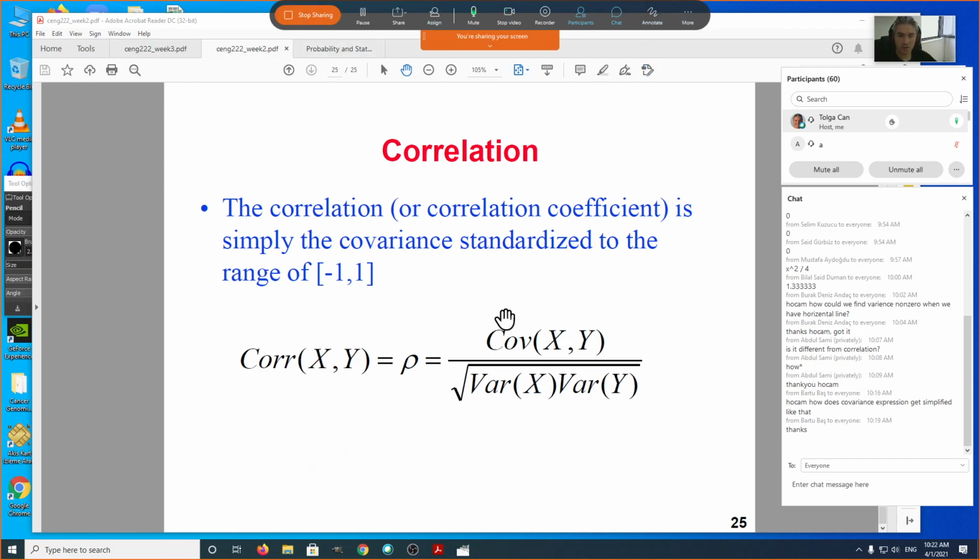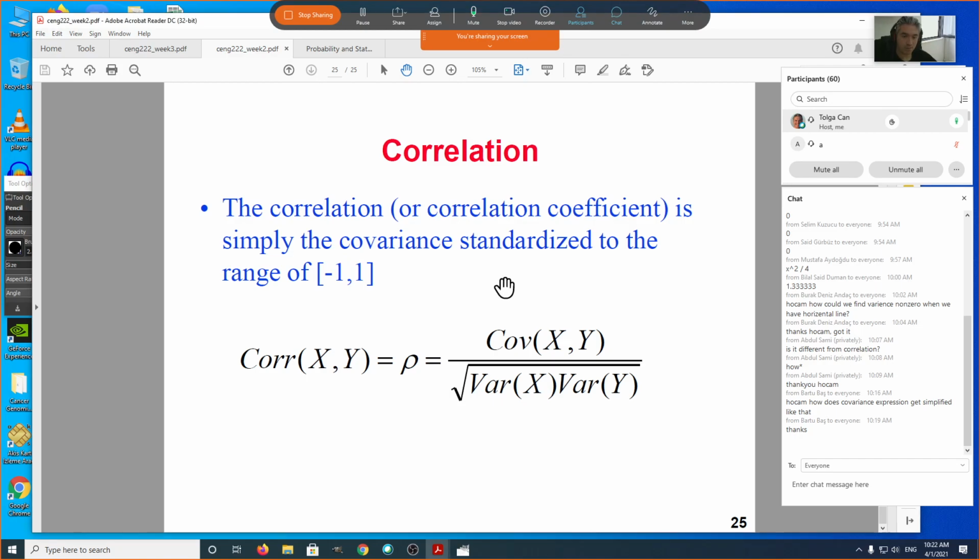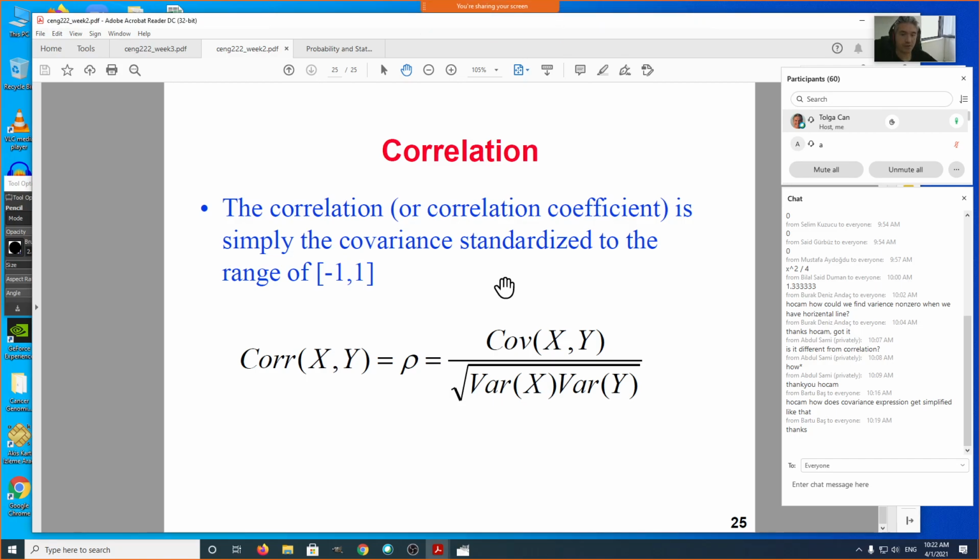And yeah, this is used a lot to analyze different features, whether they're related or not. The correlation coefficient, this rho, is used as a measure of the independence relationship between two variables. Okay, so this was my last slide from week 2.